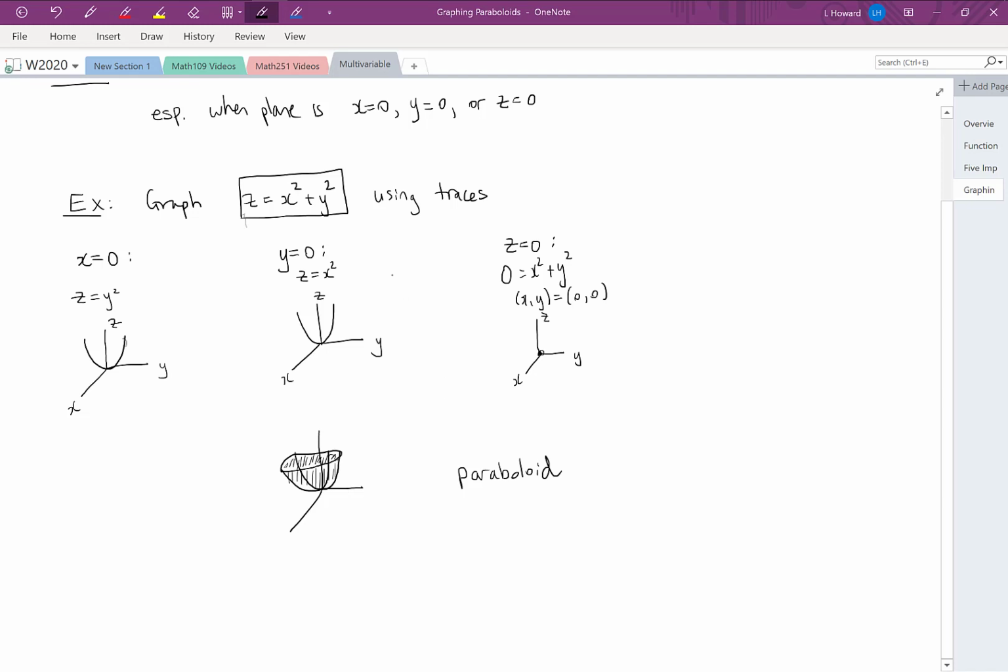So that's our paraboloid. Z equal x squared plus y squared is a multivariable function, and the set of points that satisfy that multivariable function, when you actually plot them, produces a surface. That specific surface is called a paraboloid. So let's think about a second way of visualizing this paraboloid.